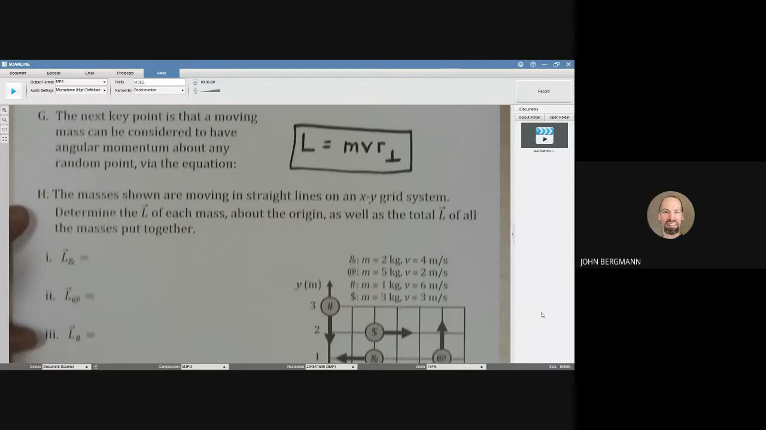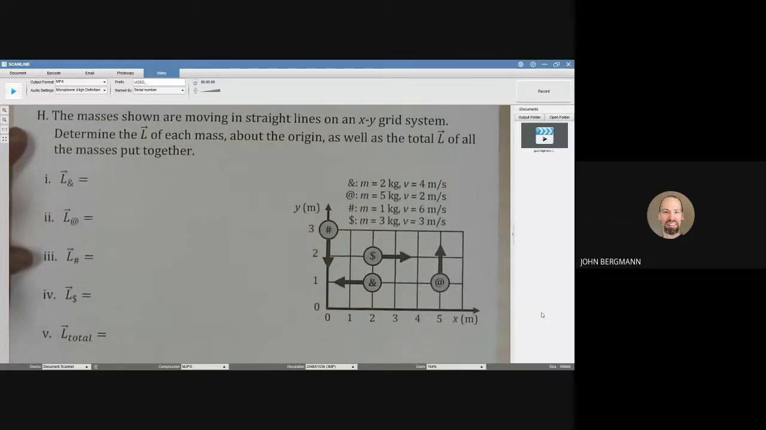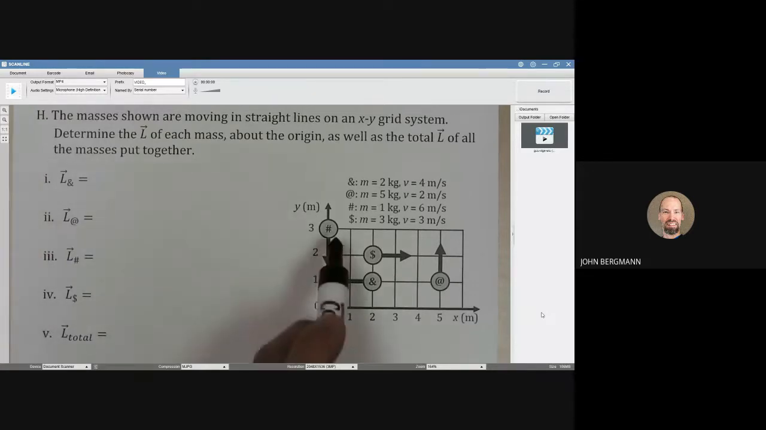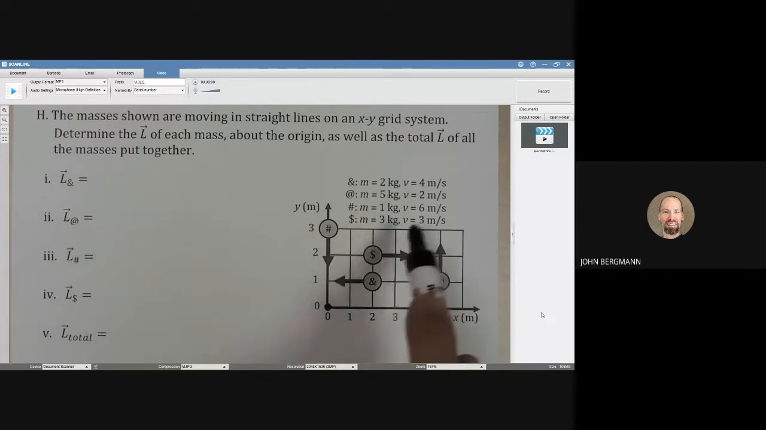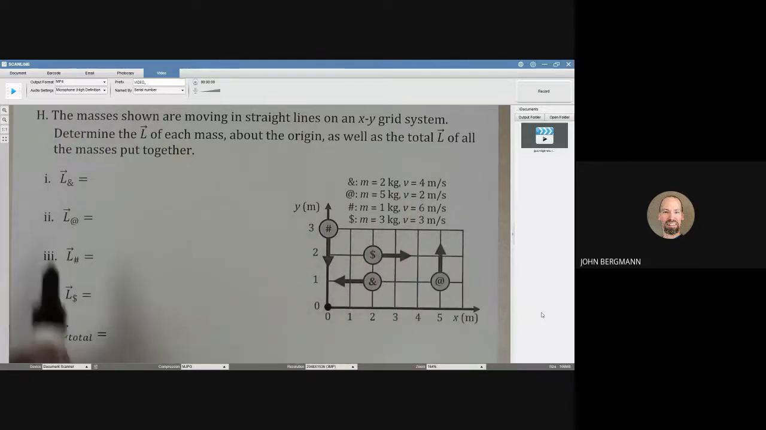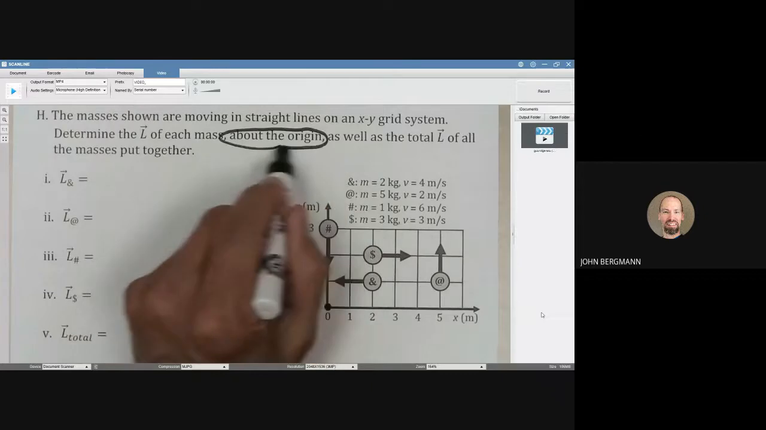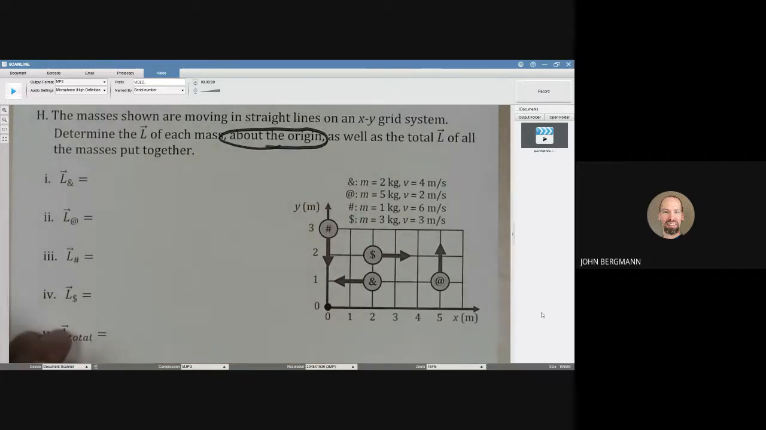Let's see if we can get our minds around this with this example here. You can see the picture on the right there, and we have several masses. We're on a Cartesian coordinate system. Here's the origin right there, and the direction of the velocities is given by these bold-faced arrows here. The masses of each object are given right there. Their velocities are given there. And what we want to know is, what's the angular momentum of each of these masses about the origin? That's key, because it matters what point we're talking about.